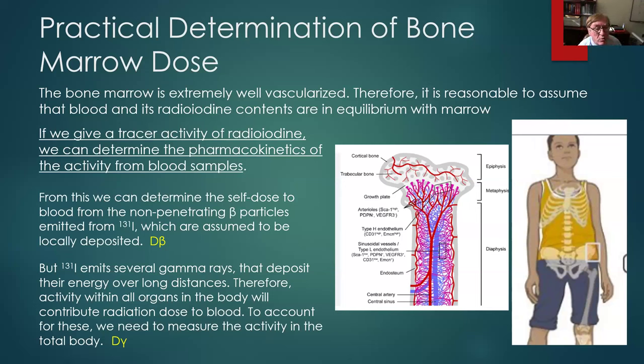But iodine-131 emits several gamma rays that deposit their energy over large distances, not locally. Therefore, activity within any organ in the body will contribute radiation dose to the blood and to the marrow. So to account for these, we need to measure the whole body activity and the clearance from the whole body. If we get this term D gamma and add it to D beta, then we'll have the total dose. And from that, we can determine what the maximum tolerated activity is.